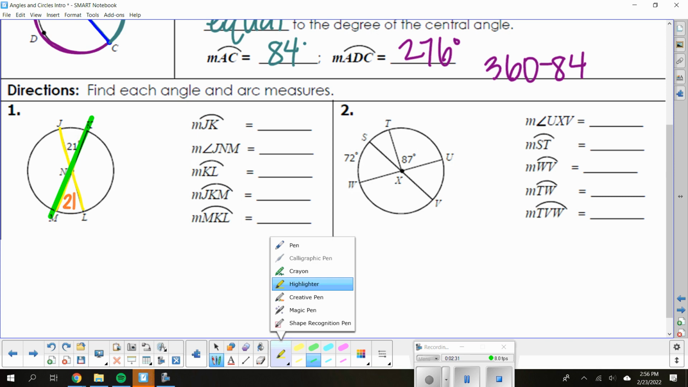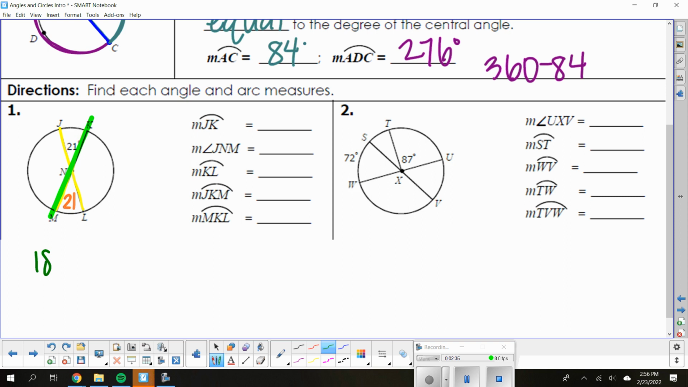So I know that one side is 180. If I know one piece is 21, I can subtract that away in order to get 159 here. And again, those are verticals, so 159 over here. I can add all 3 or 4 of those up, and I'm going to be at 180. So J to K. J to K, that goes back to this angle right here, which is equal to 21 degrees. So that arc is equal to 21 degrees.